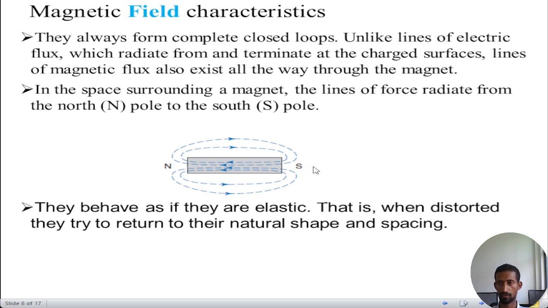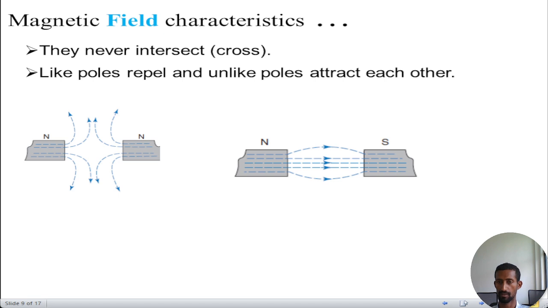The other characteristics of this magnetic field is they behave as if they are elastic. That is, when they are distorted, they try to return to their natural shape and spacing. These field lines will never intersect each other, and like poles repel and unlike poles attract each other.